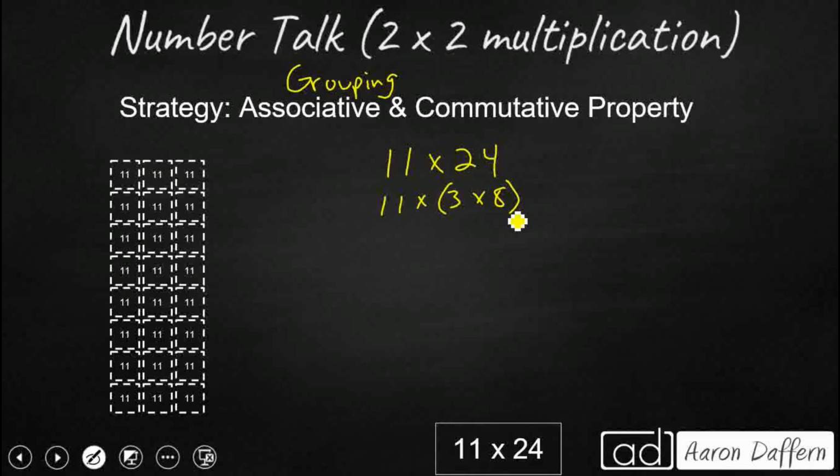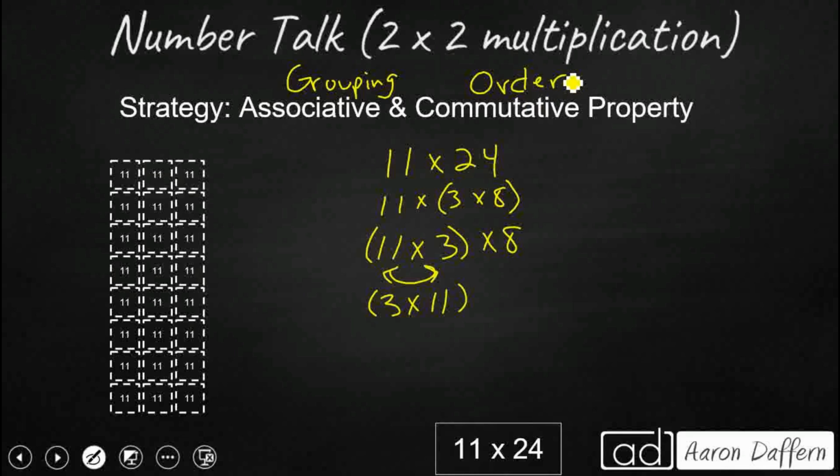So now I've got 3 factors. 11 times 3 times 8, that's the same as 11 times 24. And so the associative property is just going to let me shift my parentheses. So I can do now 11 groups of 3 instead of 3 groups of 8. Now I don't really want to do 11 groups of 3. I'd rather do 3 groups of 11. So I'm going to flip the order, 3 groups of 11, and that's where the commutative property comes in. The commutative property lets me switch the order. 3 times 11, 11 times 3.